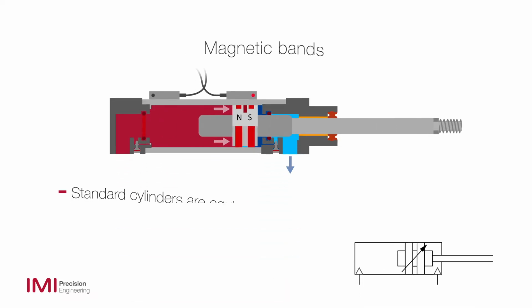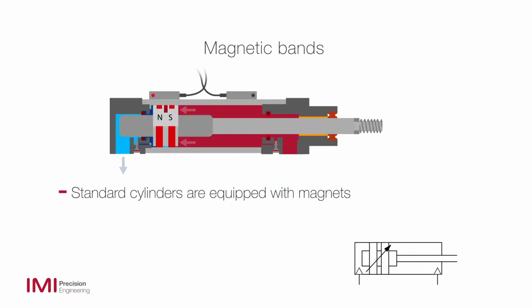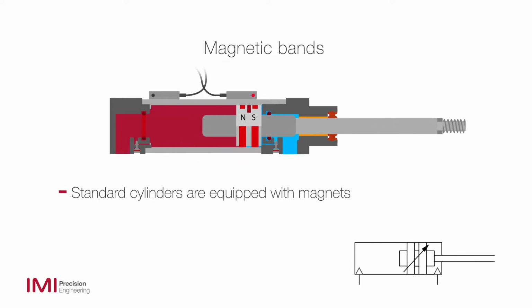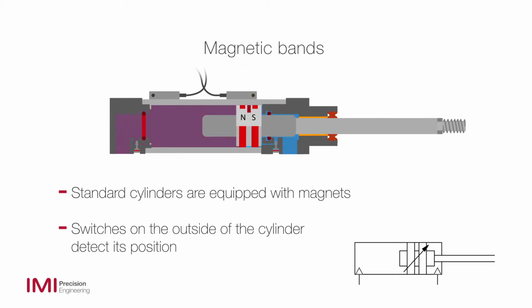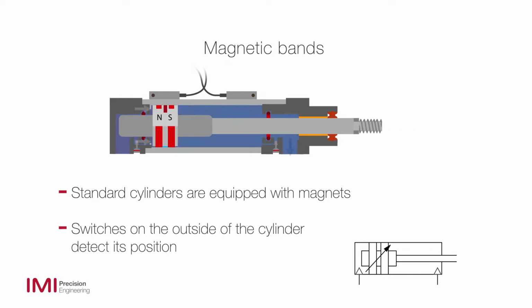Like most actuators, IMI Norgren standard cylinders are equipped with magnets, usually under a wear ring. These bands allow reed or solid-state switches on the outside of the cylinder to detect its position.